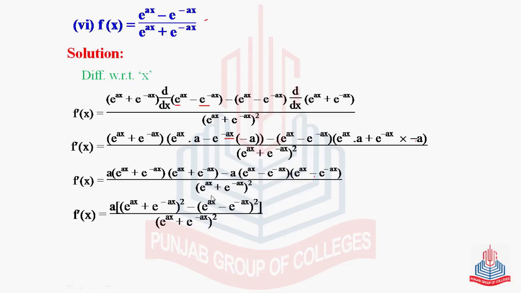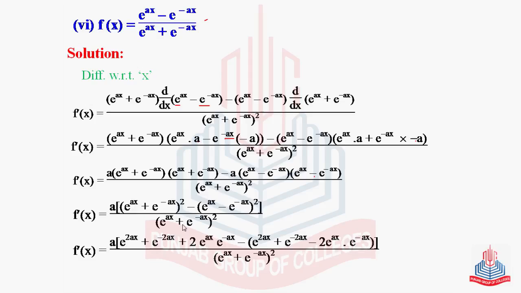a will be a common factor from the whole of these two terms. We have e^ax plus e^(-ax), and this is again the same thing, so it can be written in the form of a square, (e^ax plus e^(-ax)) whole square, minus e^ax minus e^(-ax), which is again the same, so it can be written as a whole square form. By opening the square of this function using the whole square formula a square plus b square plus 2ab, we have e^(2ax) plus e^(-2ax) and then 2ab. Here a is e^ax and b is e^(-ax). Minus, by opening the square formula of this one, that is e^(2x) plus e^(-2x) minus 2 into e^ax into e^(-ax). Again the denominator will be as it is.